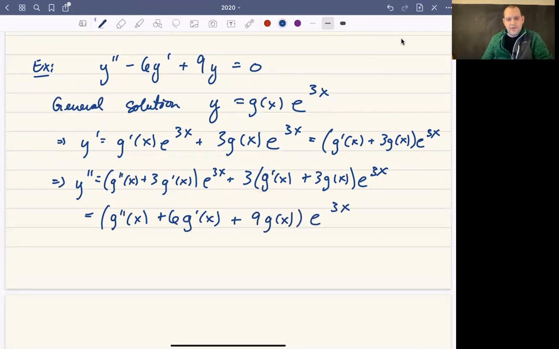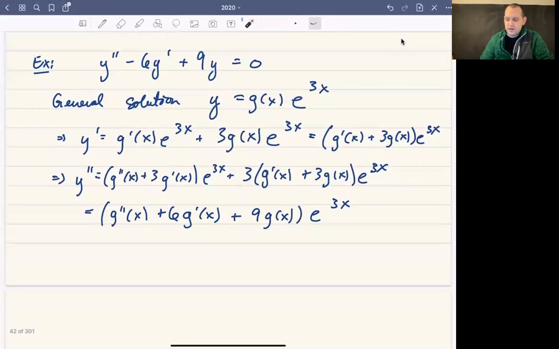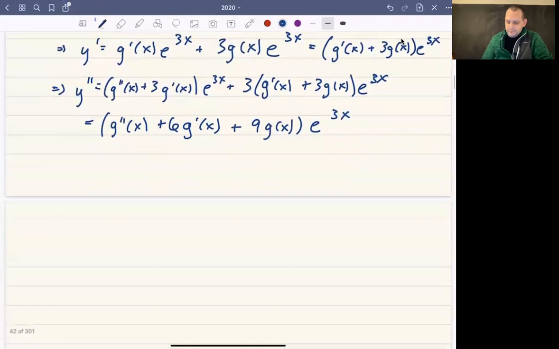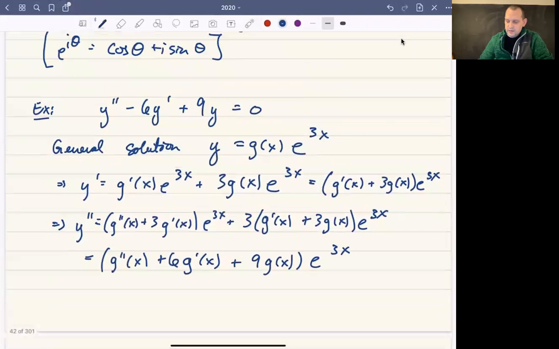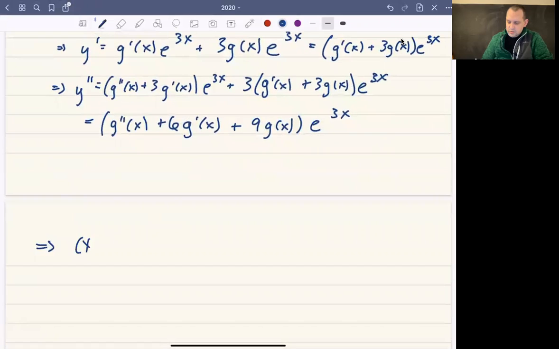And now let's plug everything in. So now let's plug in our expression for y double prime into the y double prime. We'll plug in our expression for y prime into y prime, and then we'll plug in our expression for y into y. So this means that our ODE, let me call this star 2, is going to become the following.